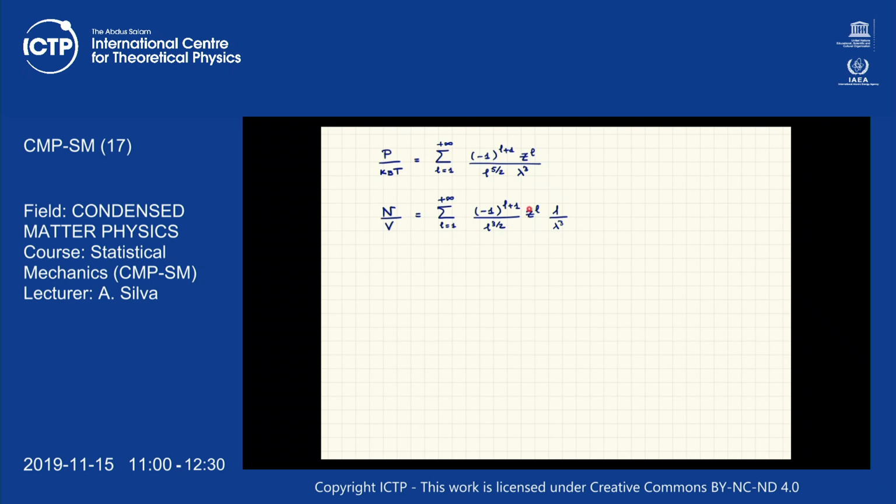Now, given these two formulas, then you can essentially close at all temperatures the equation. I mean, you can find the chemical potential as a function of n or of the density, and you can plug it in here and find P over kBT as a function of the density. So this is the equation of state for fermions.